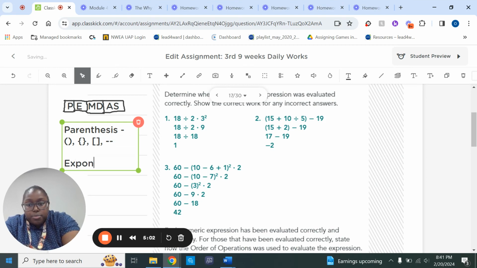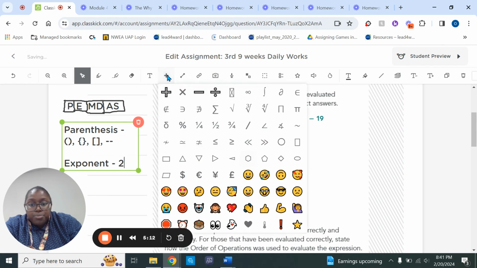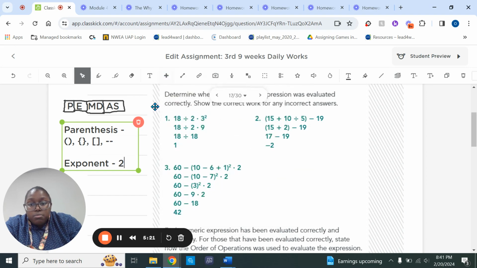Exponents. Now let's see if I can actually insert an exponent. Hey, we got symbols and emojis. Let's see if this works. No, it doesn't have the exponent. Oh well, just use the caret.